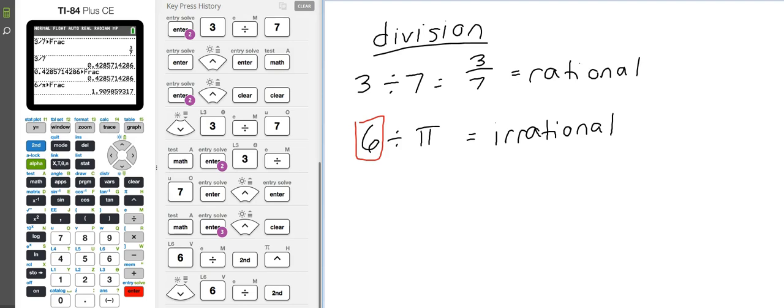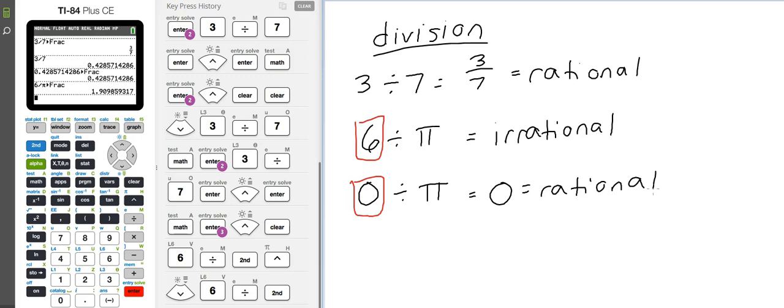If, let's say, our rational number would have been 0, we had 0 divided by pi, the irrational number, 0. When we divide 0 by anything, we're going to get 0. 0 divided by pi, 0 divided by anything is 0, and therefore it is a rational number. So when you're doing the irrational number divided by the non-zero rational number, or the non-zero number divided by an irrational number, it's going to be irrational. If you have 0 divided by the irrational number, you're going to get a rational number because you're going to get 0.